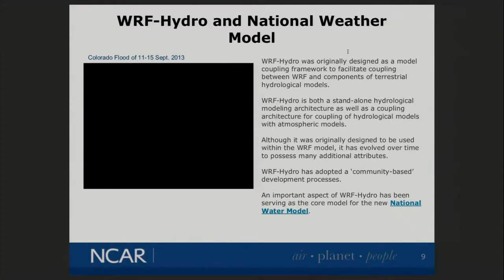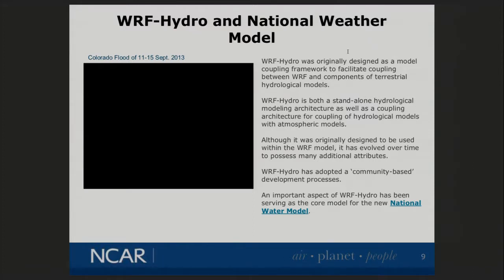Originally it was strictly designed to work with WRF, but now it's evolving over time to possess more additional attributes. WRF-Hydro is also a community-based model, and I stress this fact a lot because community-based models drive the decisions that have been made during the past.